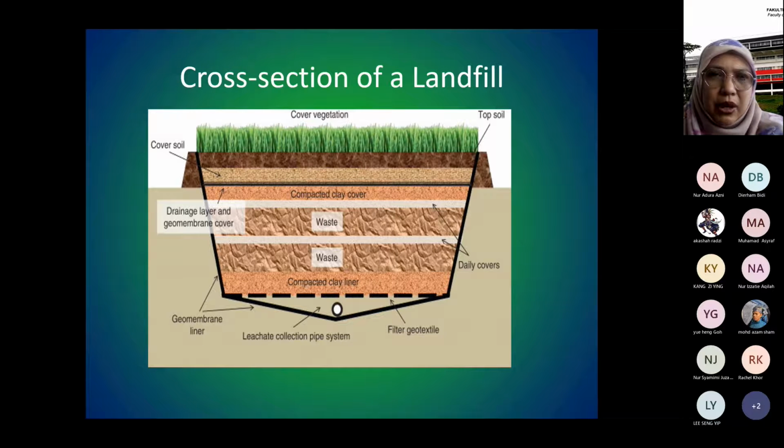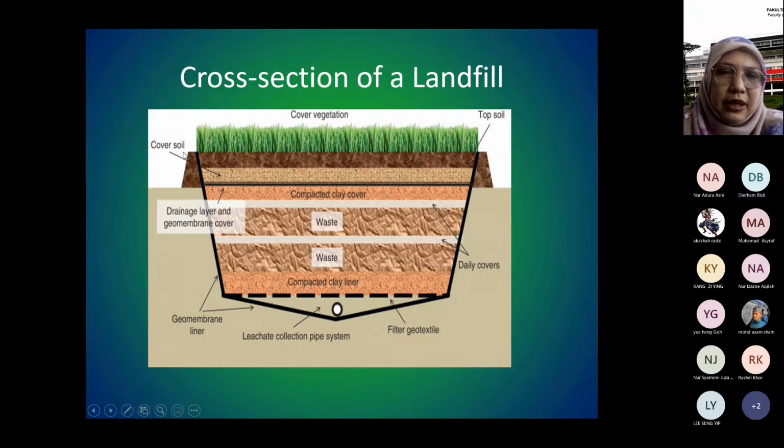Okay. So when we are looking at a cross section of a landfill, this picture is actually showing one of the cells, an active cell, because I already mentioned to you earlier, the landfill cells are not being constructed or the land is not being excavated all at the same time. It is being excavated one at a time. So if we are looking at this cross section of a landfill, you can see that this is one cell.